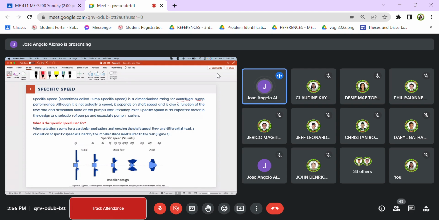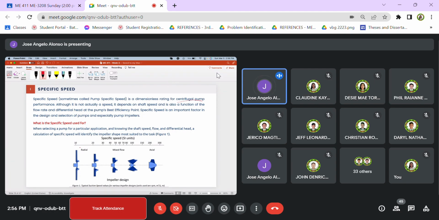When selecting a pump for a particular application, and knowing the shaft speed, flow, and differential head, a calculation of specific speed will identify the impeller shape most suited for the task. So kung kanina, calculate natin ang fluid power, motor power, for us to determine the right sizing ng ating motor at ng pump. Ngayon naman, we need a specific speed to determine yung right shape naman ng ating impeller or right design ng ating impeller na gagamitin.